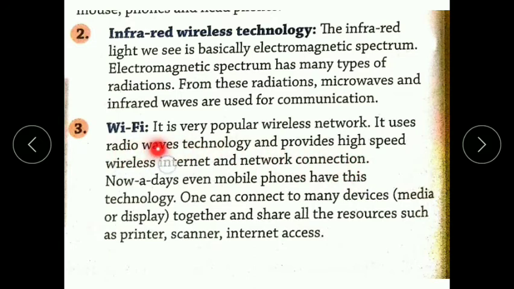Okay, this Wi-Fi technology also uses which kind of waves? It uses the radio waves, like the Bluetooth.